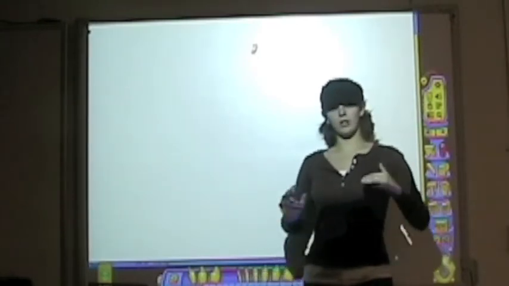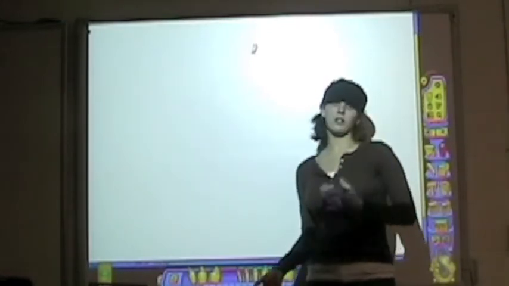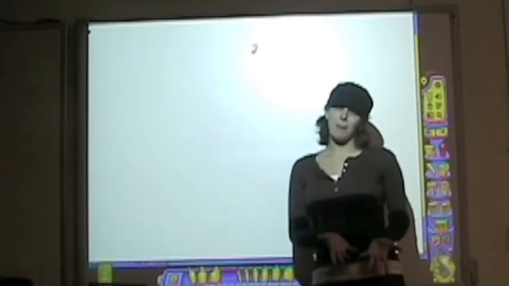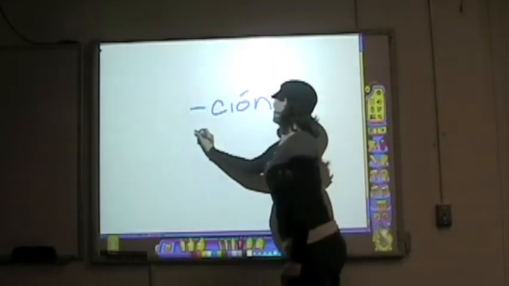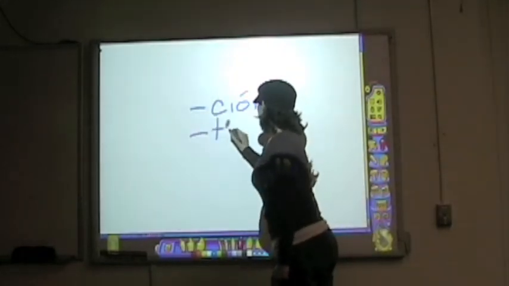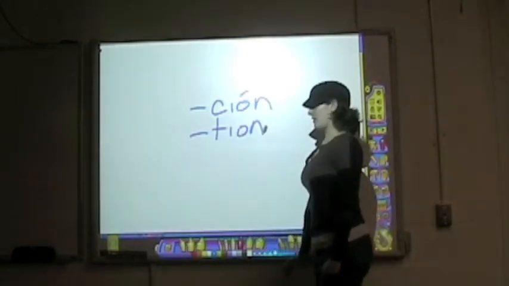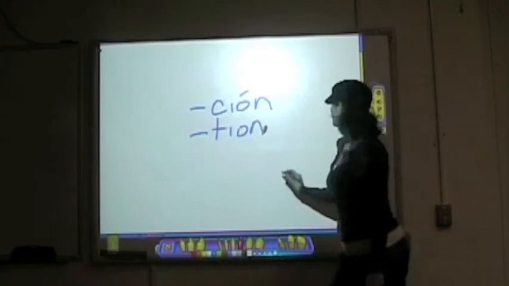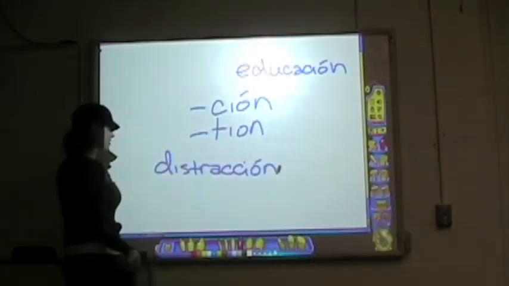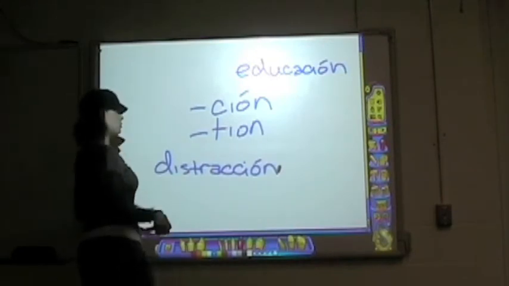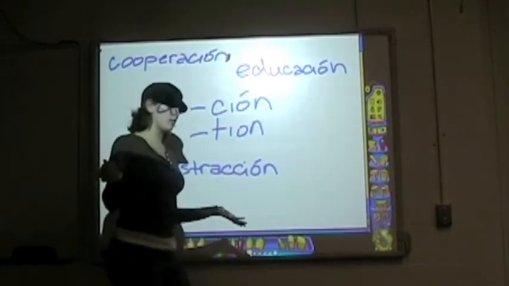Cognates are words that look and sound the same in one language as they do in another, so words that look like what they mean. Anything that ends in C-I-O-N is going to be similar to something in English that ends in T-I-O-N. For example, educación is the Spanish word for education. Distracción, Spanish word for distraction. Cooperación would be cooperation, and so on.